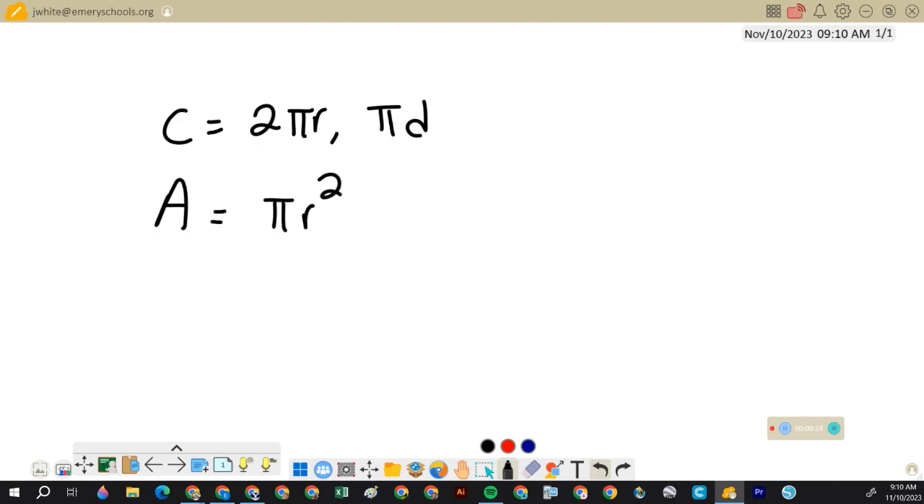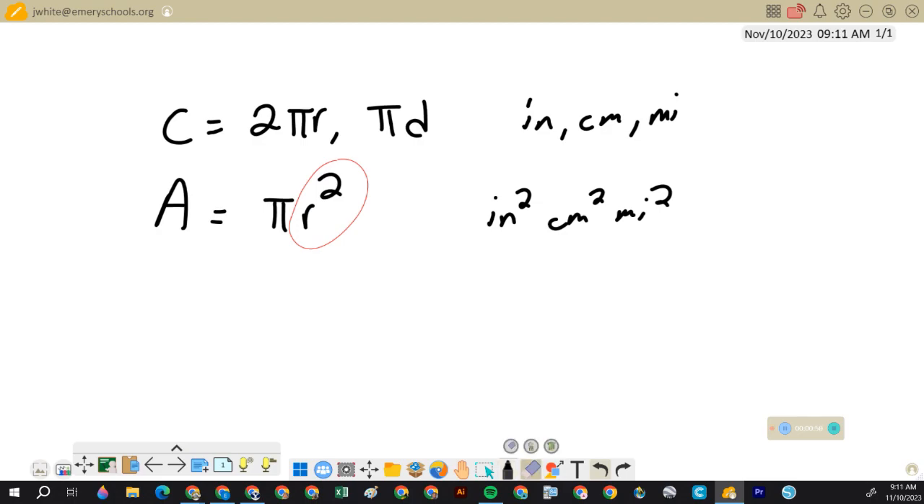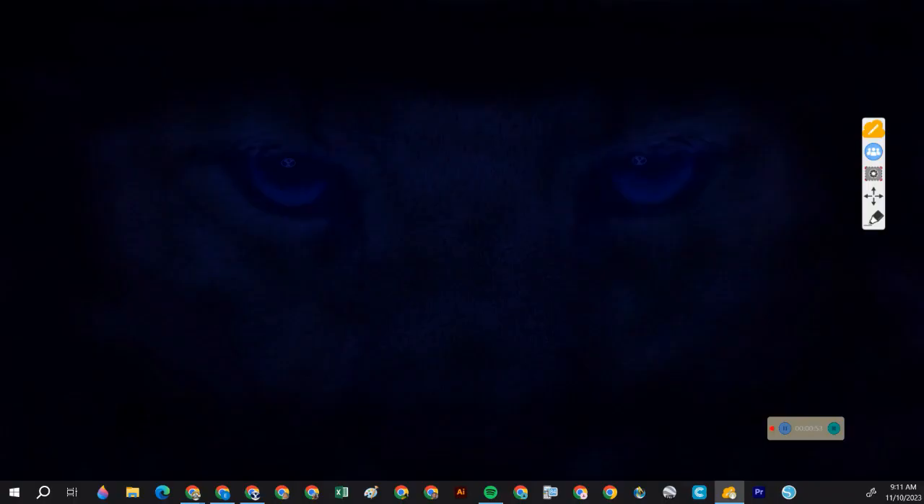Well, a circumference could be in inches or centimeters or miles, but an area would be inches squared, centimeters squared, and miles squared. And this is the only one that squares our unit portion of the equation. So the r squared equation has to be the area because we need units squared.